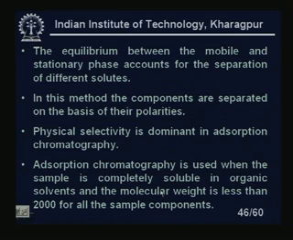Adsorption chromatography is used when the sample is completely soluble in organic solvents and the molecular weight is less than 2000 for all the sample components. For more than 2000, we have some different methods.